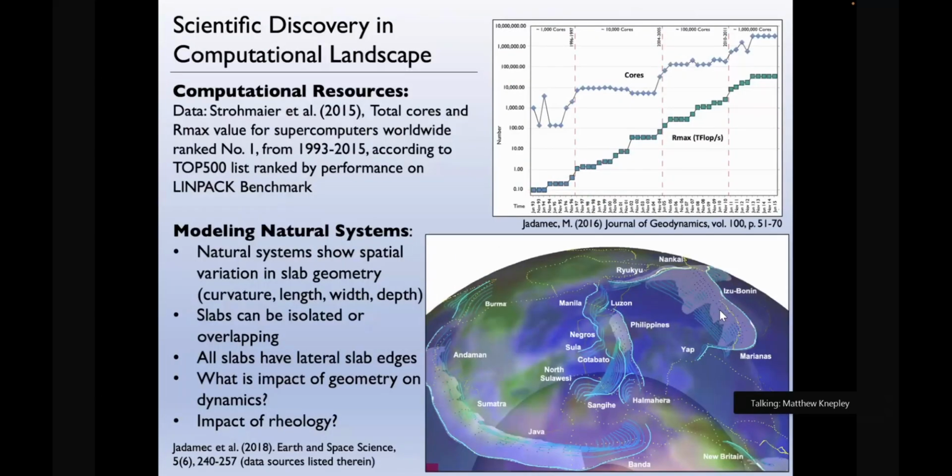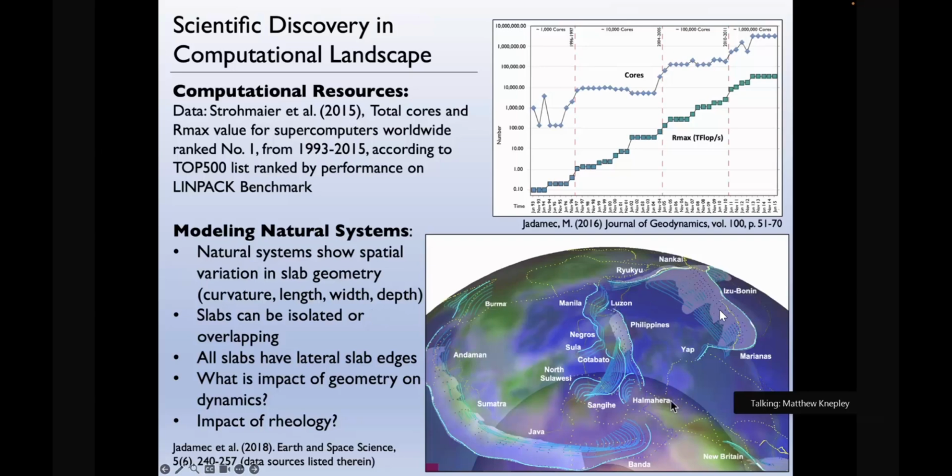And so I've just got plotted here, super simple, data from the Top 500 on the upper right, showing the number of cores and the Rmax, running the LINPACK benchmark, from about 1993 to mid-2015 or something like that. It's just showing the increase in computing size and performance through time. And so it's this ability that allows us to now take in this geometric complexity and simulate it and examine those processes. And so again, we see that the systems have variation in geometry, curvature, length, width, and depth.